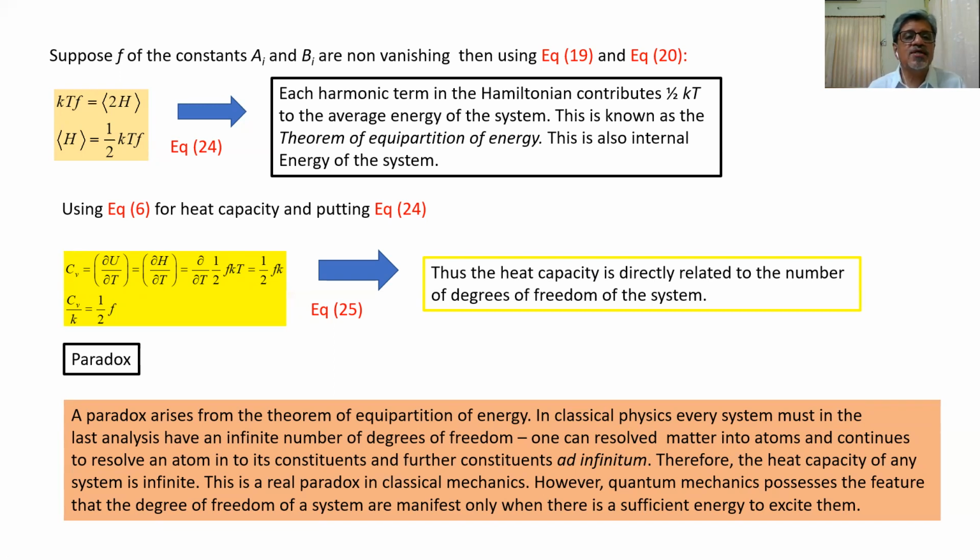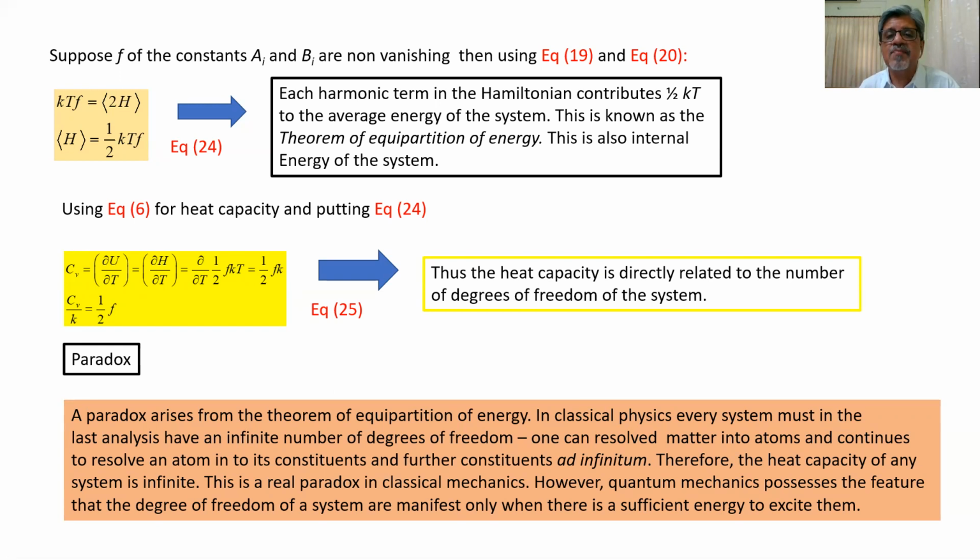Now, using equation number 6 for heat capacity and putting in equation number 24, which is the internal energy, C_V is equal to ∂U/∂T. And it can be represented as ∂H/∂T because internal energy and Hamiltonian are presumed to be equal. So just differentiating, we can write the equation in terms of the internal energy, as equation number 25.